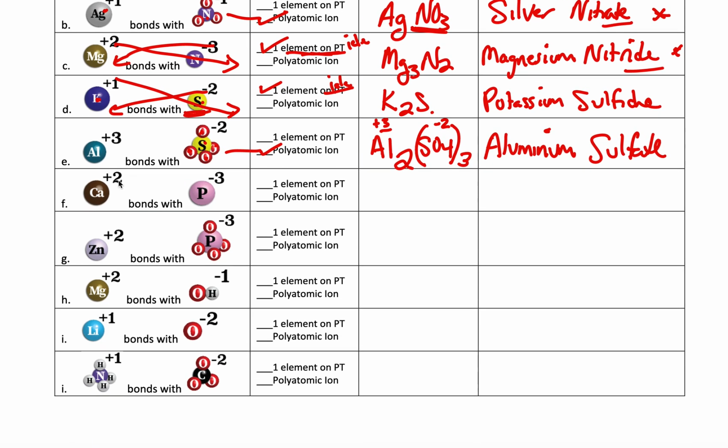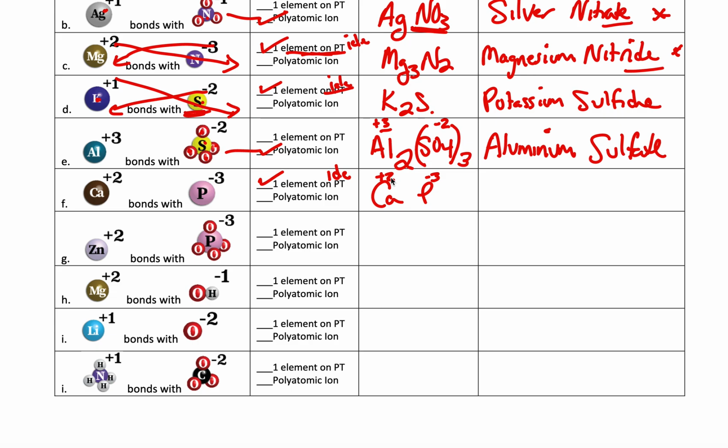We got calcium hooking up with plain old phosphorus. This is one element on the periodic table. Boring. We change the ending to "-ide." We're going to remember that when we write the name. Write your symbols. CaP. Think about the charges. Calcium's +2, phosphorus is -3.